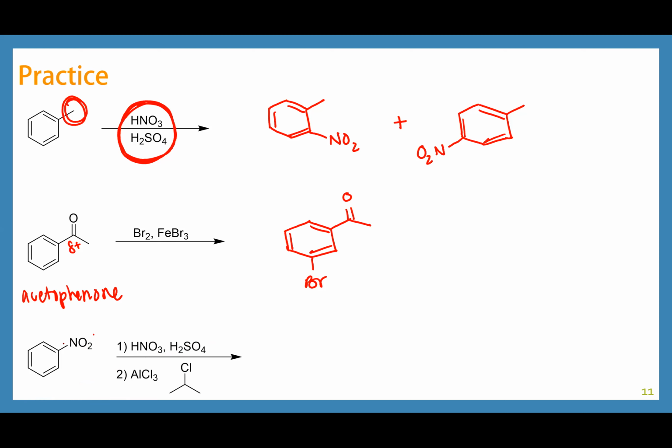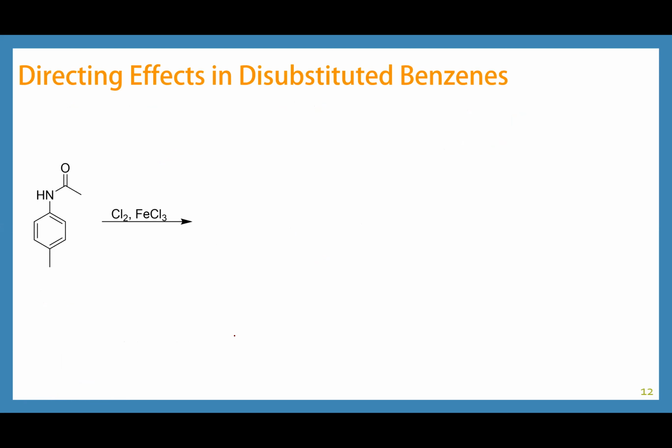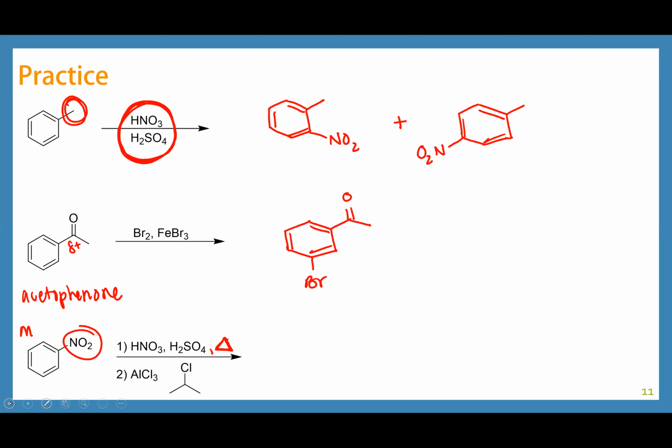So we have a nitro group. Is this ortho-para directing or meta directing? Meta, right. Okay, so remember that meta directors are also deactivating. So in order to get a nitration reaction to occur, we would have to heat this up significantly. We're going to go ahead and pretend that heat was already on there. And our product after step 1 would be the meta outcome of this.